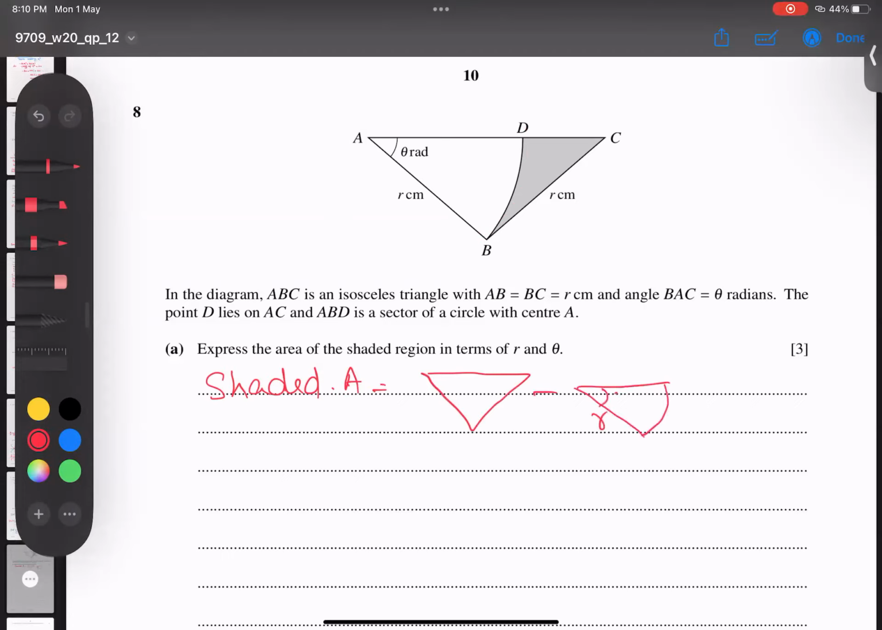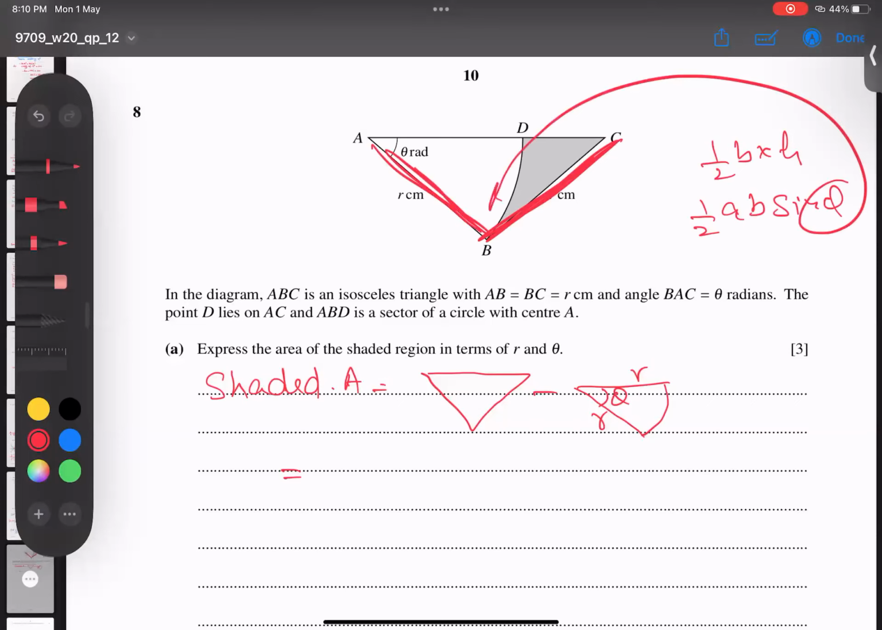The sector is in r and theta. But the triangle is very interesting. Whenever we apply the triangle area, students, we always have two options: half into base into height, or second, half into a b sine theta. But in this option, theta always comes in the middle. For example, this is a radius, this is a radius. You are bound to find this angle. Otherwise, the question becomes wrong, you can't find it. So how to get this theta?